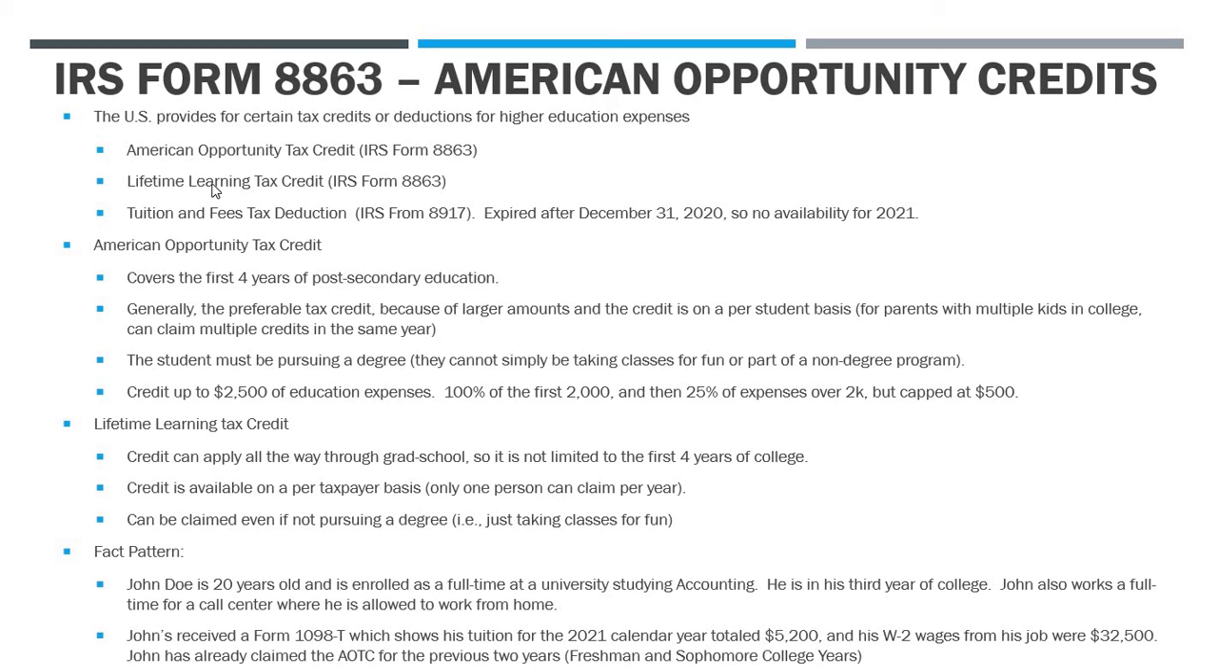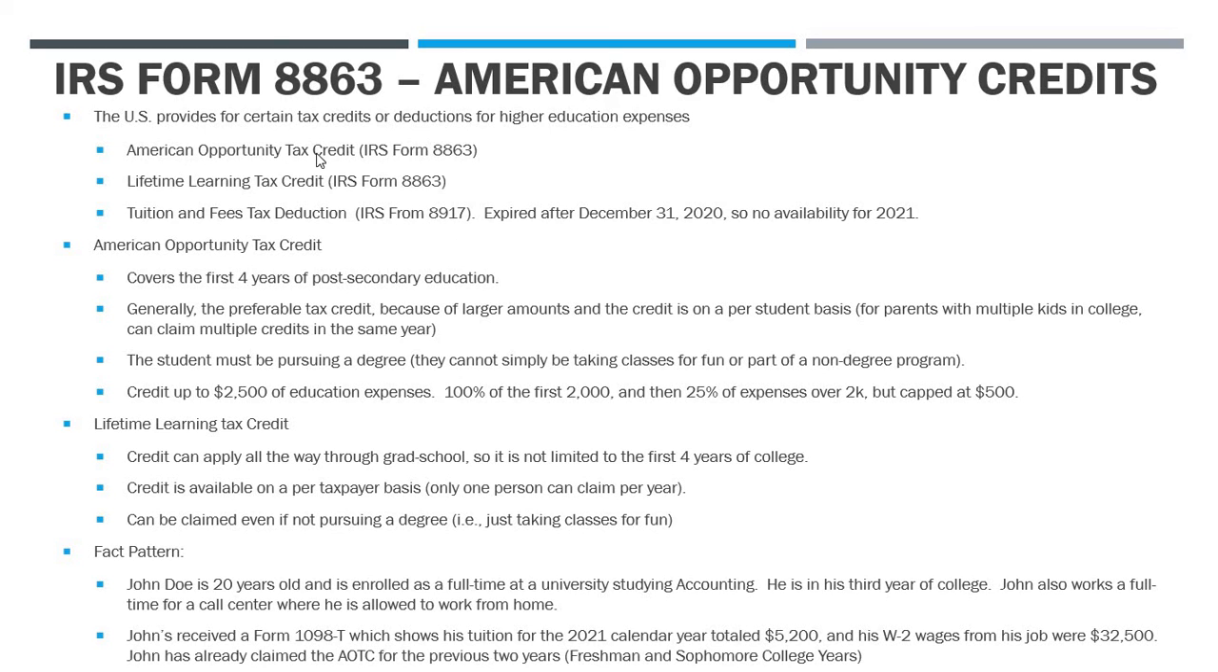And then there's the Lifetime Learning Tax Credit. The third one here is the Tuition and Fees Tax Deduction. This was previously filed on Form 8917. However, this deduction did expire at the end of December 2020. So for the 2021 tax year and going forward, you're no longer able to file this 8917 for the tuition and fees tax deduction, unless obviously that changes, right? Congress could reinstate this if they want to.